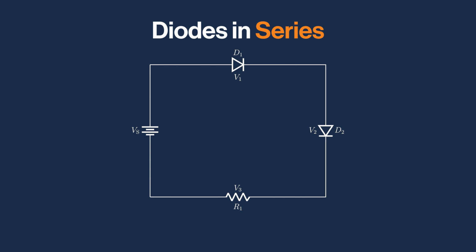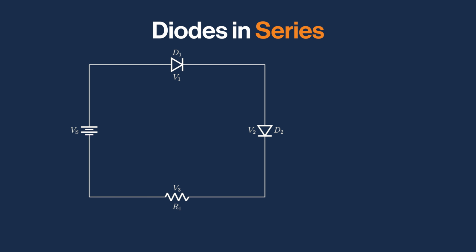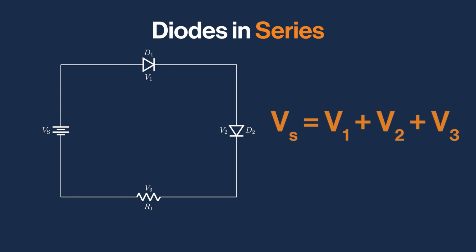When diodes are in series, the voltage drops from each diode simply add up. So you have V1 plus V2 plus V3, where V1 and V2 are the voltage drops from the diodes.